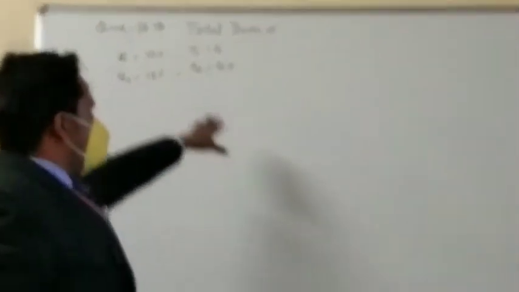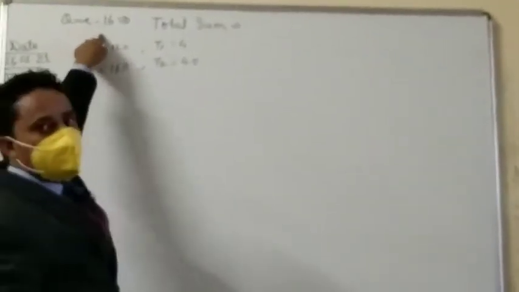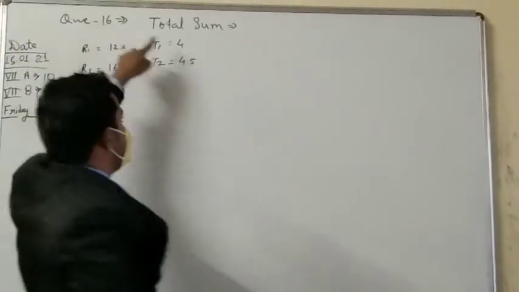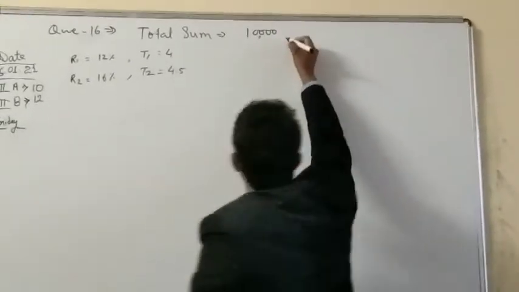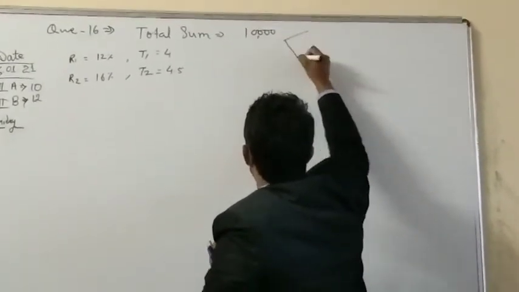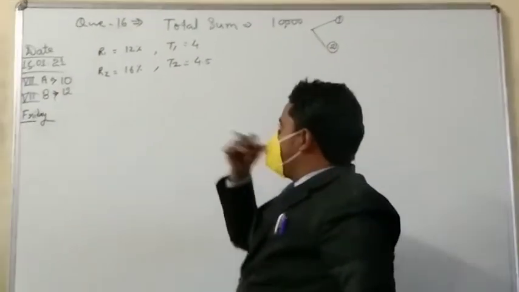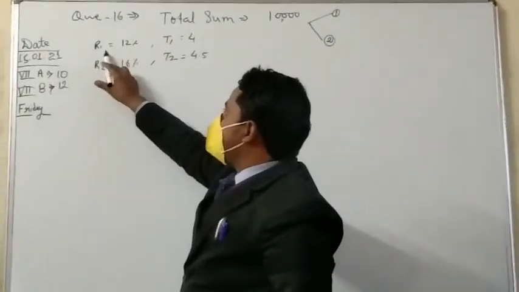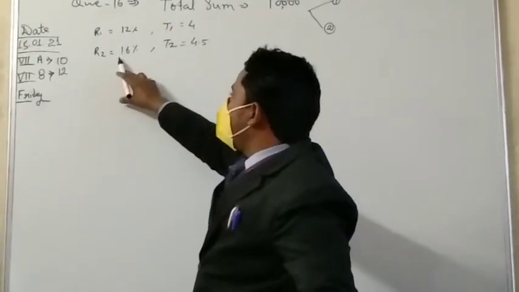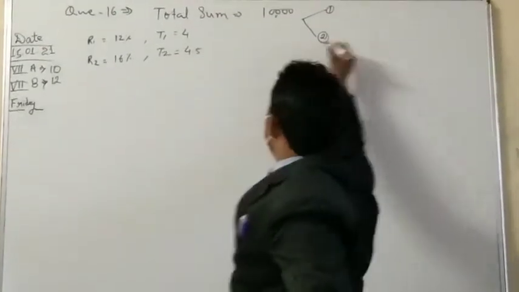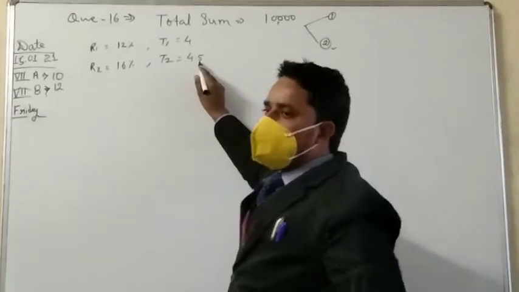Good afternoon, students. We are going to discuss question number 16 of simple interest. The total sum is 10,000, and this 10,000 is divided in two parts. The rate of interest on the first part, that is R1, is 12% and time is 4 years. And the rate percent of the second amount, that is 16%, and time for it is 4.5 years.